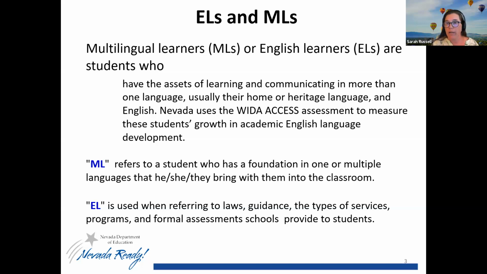In Nevada, we use the WIDA Access Assessment to measure these multilingual or English learner students' growth in their academic English development. So ML obviously means there are multiple languages, and English and a heritage language are multiple, and EL refers more to the target of learning English. Obviously, there used to be other terminology we used more, but most of that has faded out of use. But ML, EL, you'll hear us using interchangeably.